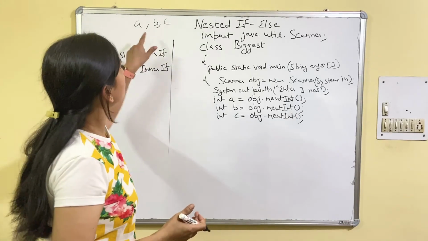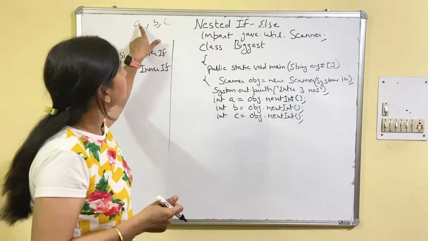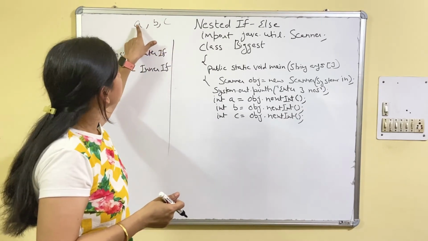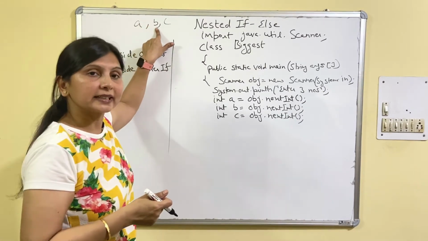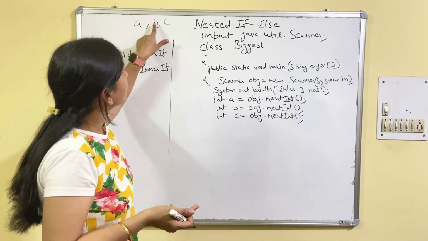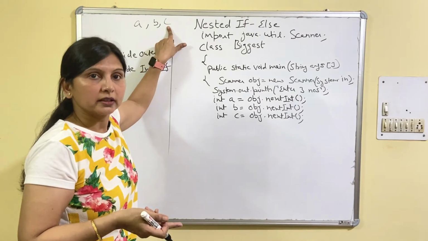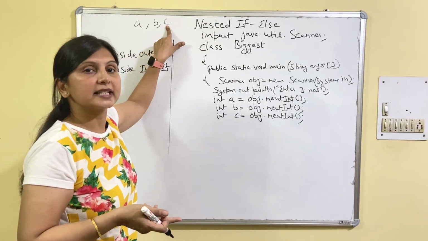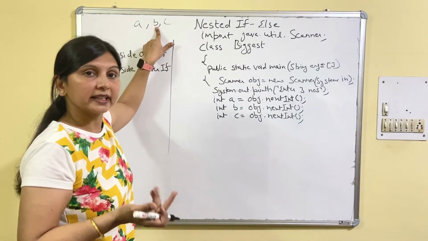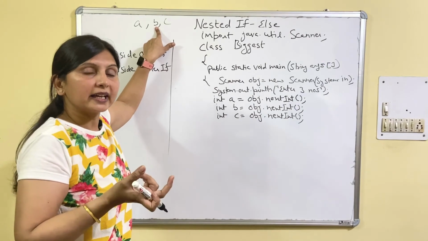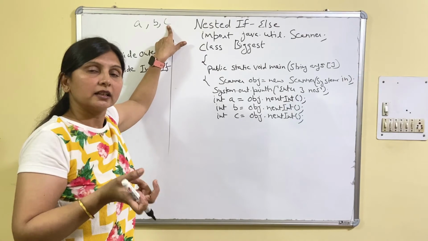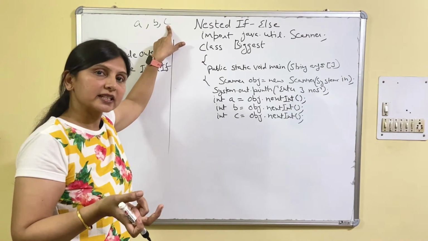Now what we will do? First we will compare a with b and then a with c. See, first we will check if a greater than b. If it is true, then we will check a is greater than c or not. If a is also greater than c, then it means a is greatest. पहले a को b से check करेंगे. a b से बड़ा है, then we will check a c से भी बड़ा है या नहीं. अगर दोनों से बड़ा है, it means a is greatest.